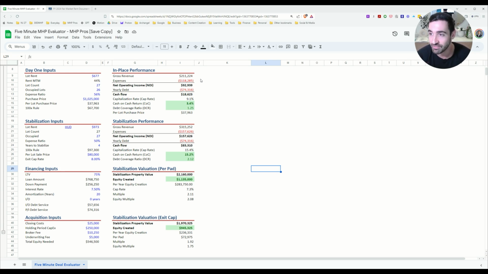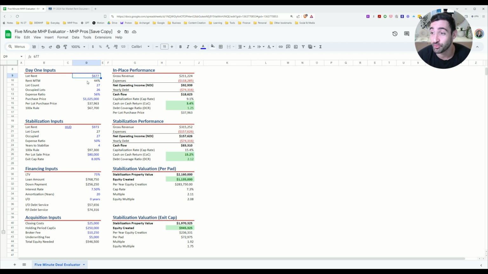And the first thing you would need, obviously, is a deal. And so I already have some inputs from a deal that I am pursuing in the evaluator. And what we'll do here is kind of walk through how I arrived at each of these individual inputs. So the first one being our lot rent. Lot rent is easy to find.